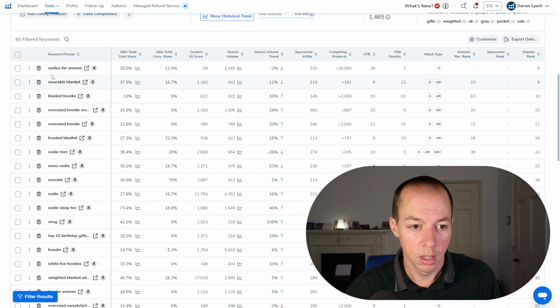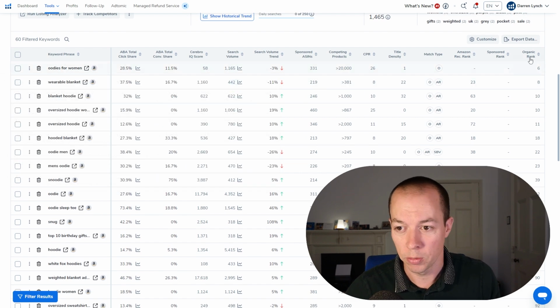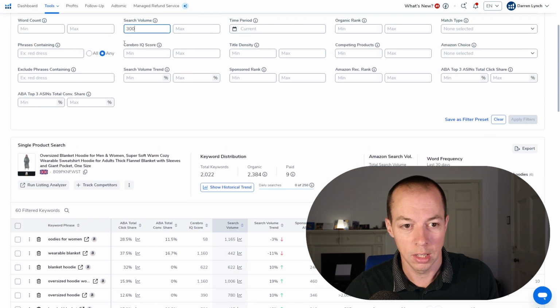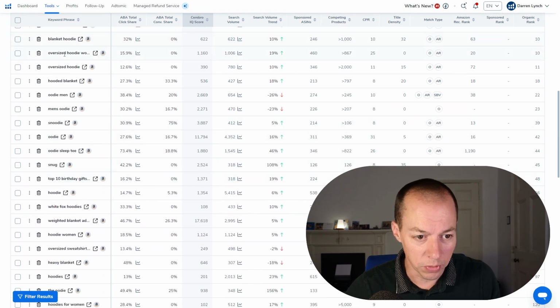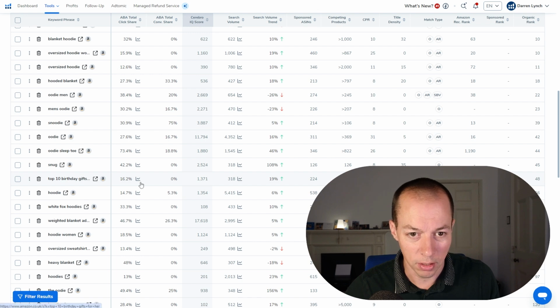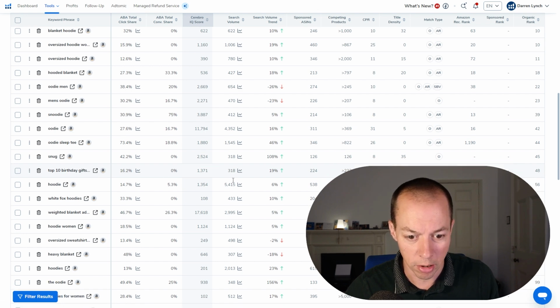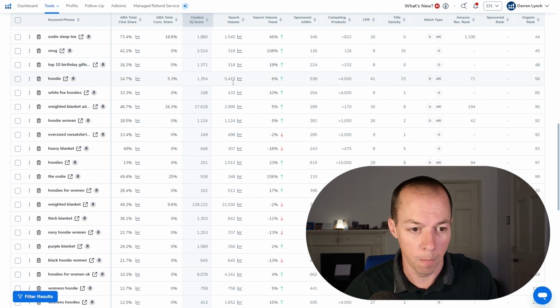So if we take a look at their ranks, they are ranked for hoodies for women. You'll notice they've got no organic ranks in the top 5. So it starts from 6 onwards. This is for keywords, obviously, with a minimum search volume of 300. So they aren't ranking very well for other keywords. Is there anything to do with gifts? We've got top 10 birthday gifts, but that's a low search volume, only 318 searches per month.